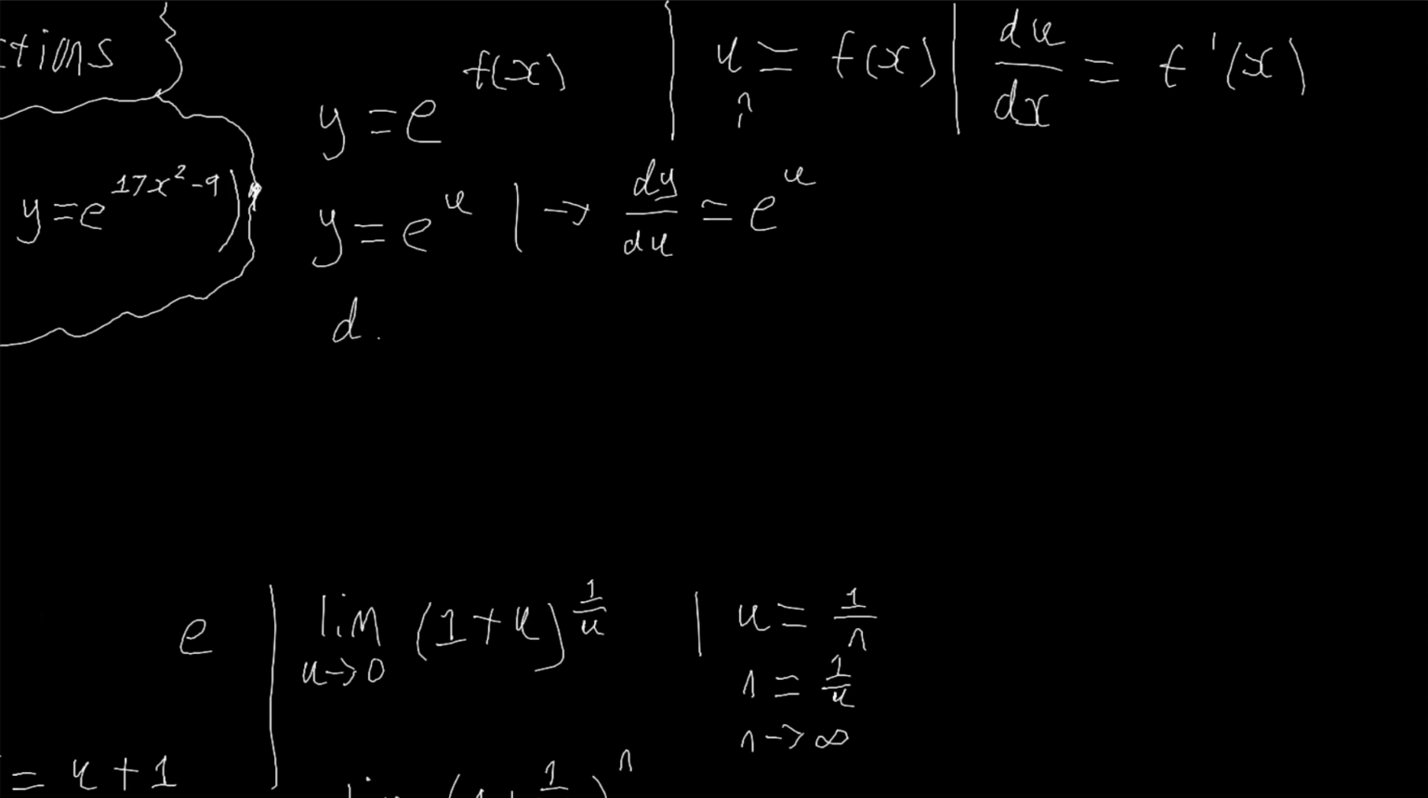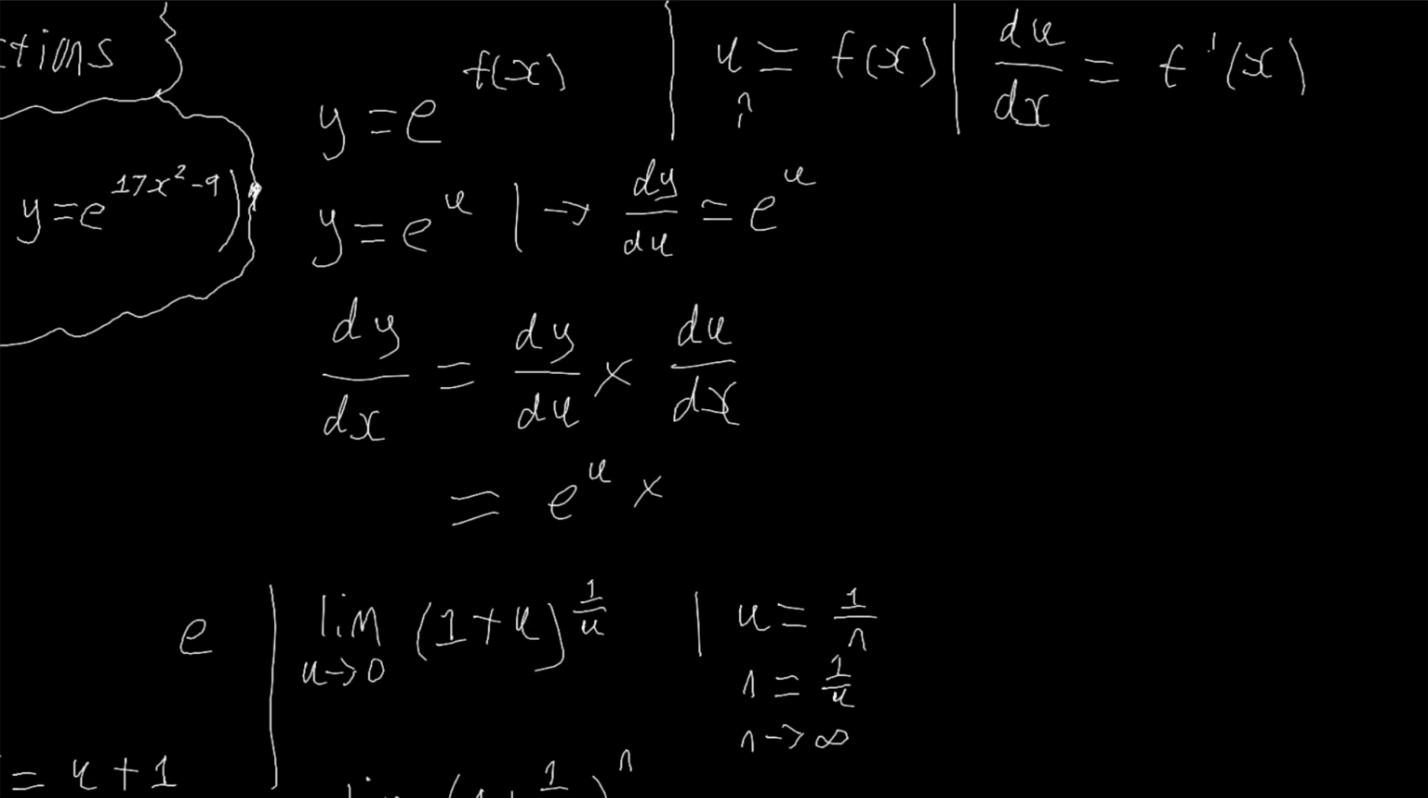And then we can use the chain rule, which states that dy over dx is going to be equal to dy over du times du over dx to find that our derivative of y with respect to x is going to be e to the u times f prime of x, which of course is going to be equal to f prime of x times e to the f of x.